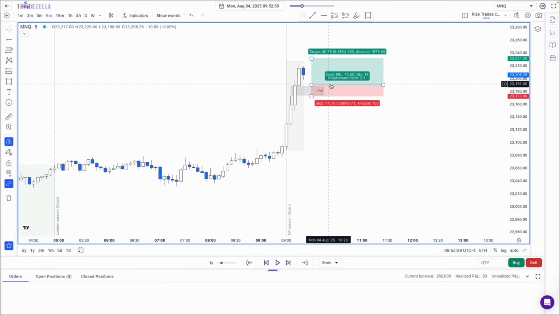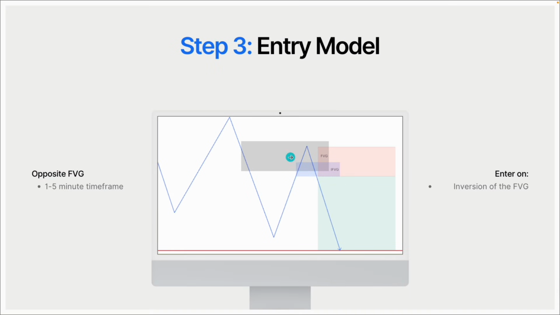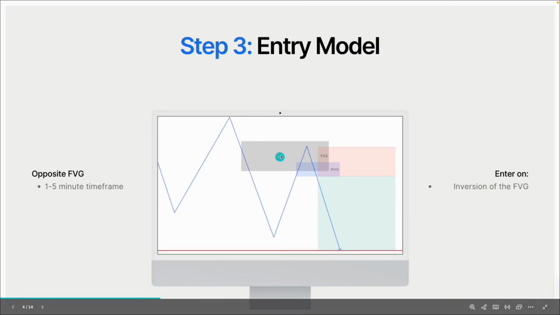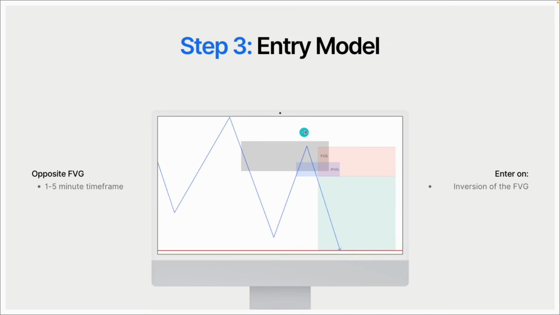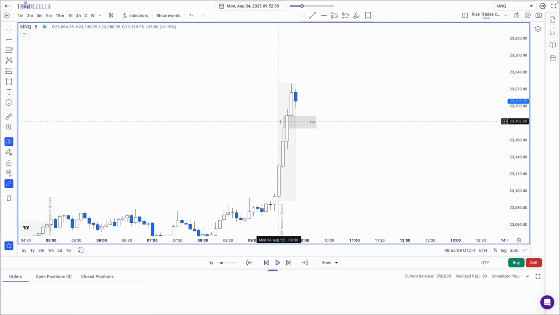Okay, so how do we know when to place an entry and how do we know where to place our stops? So when price returns to a gap, obviously it's the opposite scenario we've got on our chart at the moment, we want to wait for an inversion of the fair value gap that trades into the bearish gap. So let's see what this looks like on our charts and wait for this confirmation on this Monday, the 4th of August.